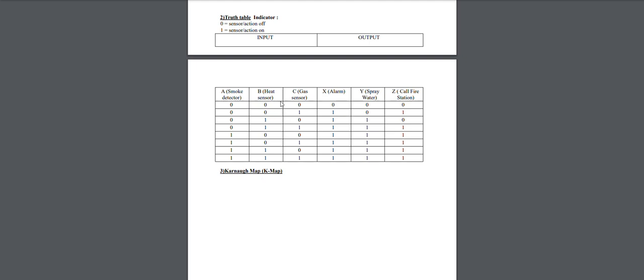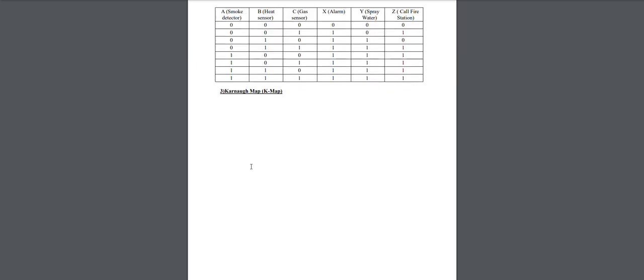So, for example, if the smoke detector is not triggered, the heat sensor is not triggered, and the gas sensor is not triggered, then the alarm won't sound, it will not spray water, and it will not call the fire station. In another case, if the smoke detector, the heat sensor, and the gas sensor are all triggered, the alarm will sound, it will spray water, and it will call the fire station.